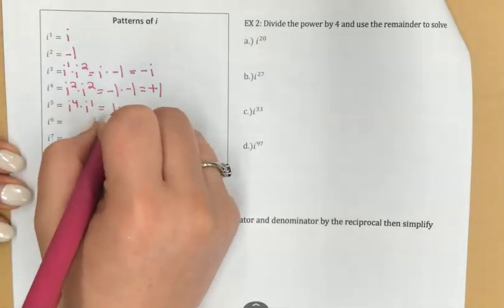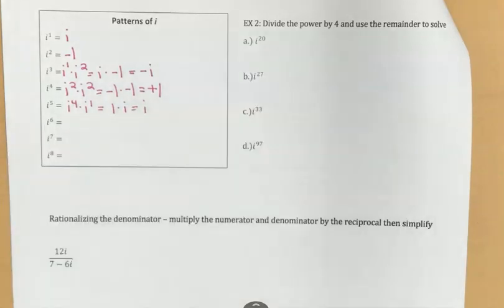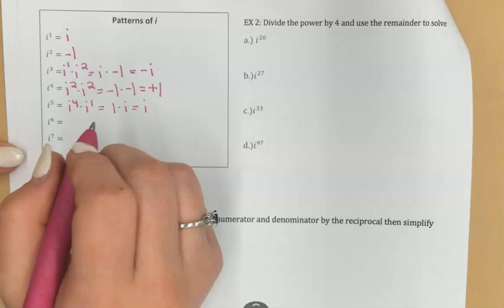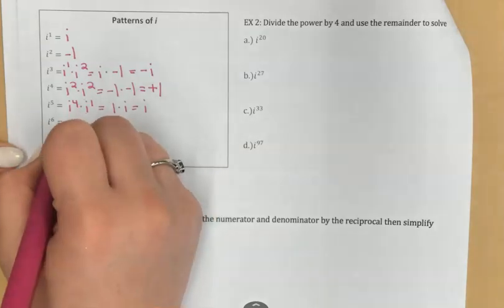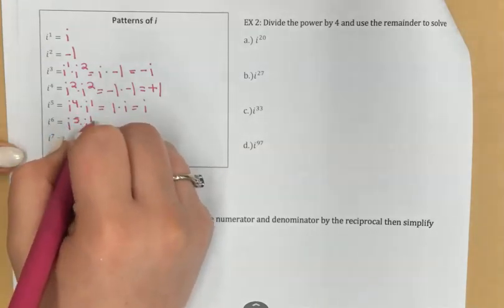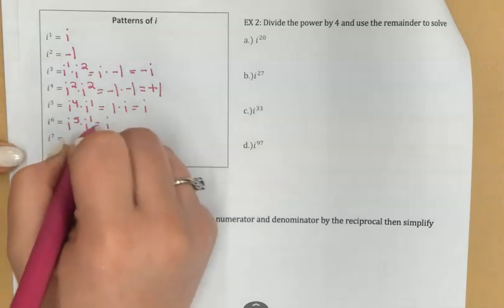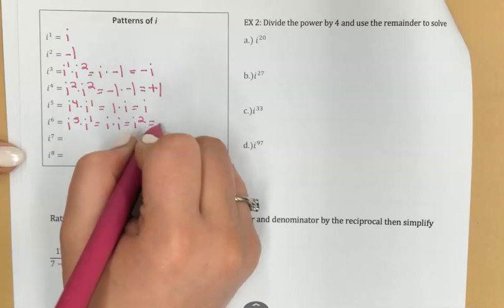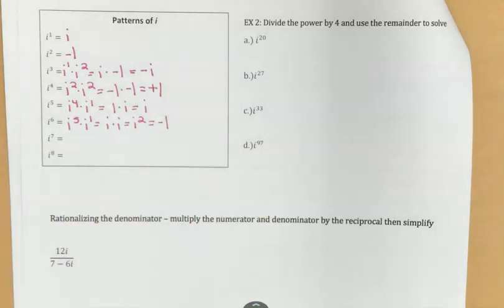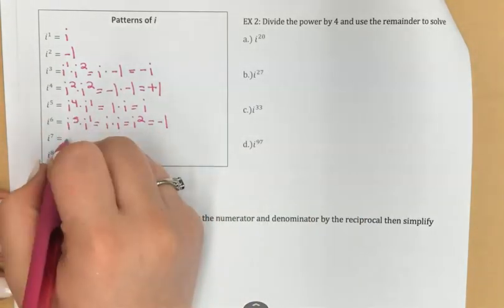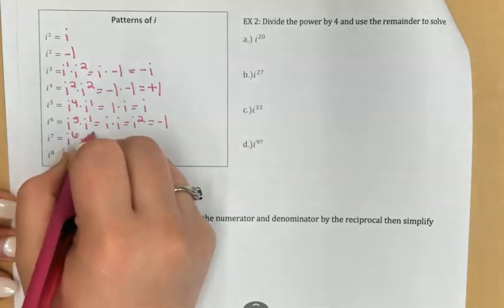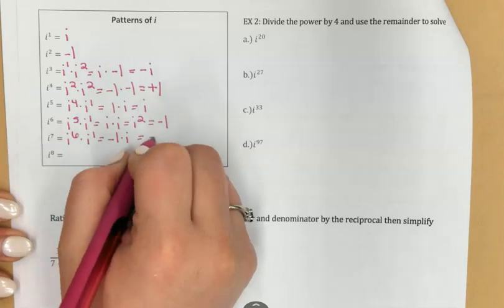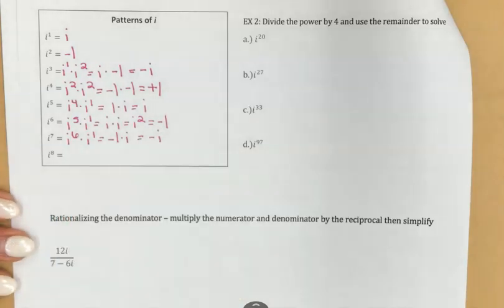So 1 times i, which is just i. i to the 6th, I could rewrite as i to the 5th times i to the 1. i to the 5th is i to the 1, which is also i, so this is i squared, which we know to be -1. i to the 7th, I could say i to the 6th times i to the 1, so that's -1 times i, or -i.